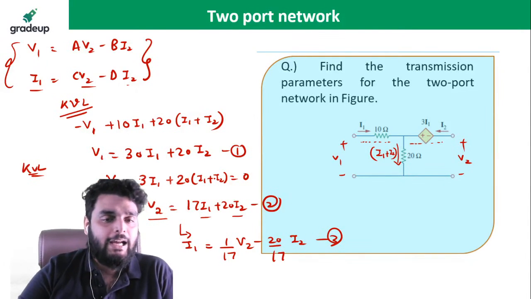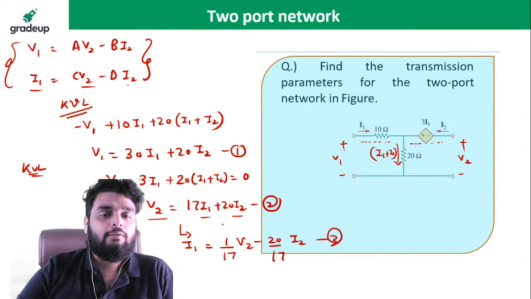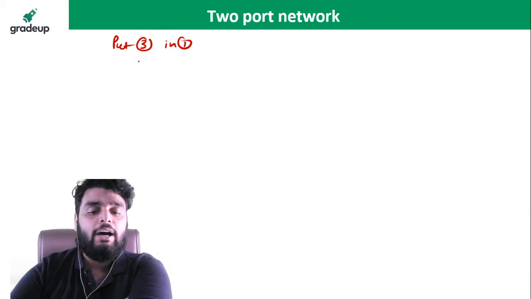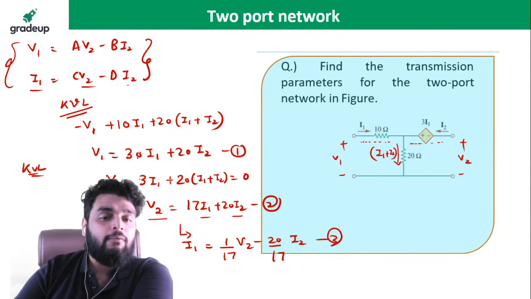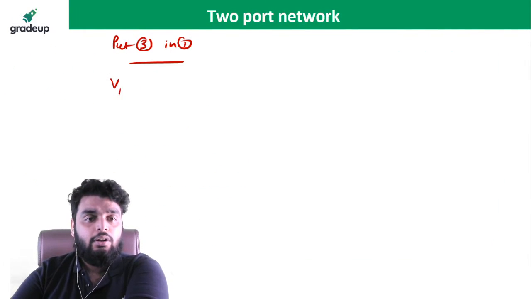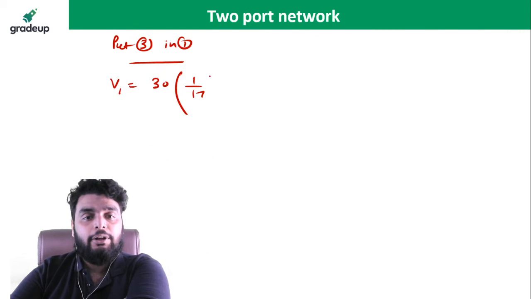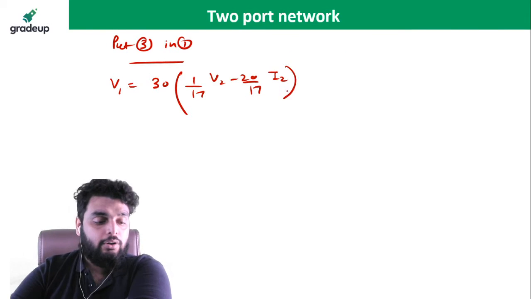Now put the equation of I1 in the first. So put equation number three in one. Why? Because when you put equation three into one, the whole equation will be in V1, I2 and V2, right? So let's put the equations there. So V1 is equal to, calculation check करते हैं ना बच्चों, ठीक है? 31 by 17 V2 minus 20 by 17 I2. Okay.